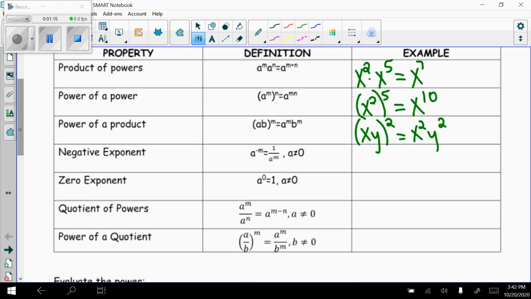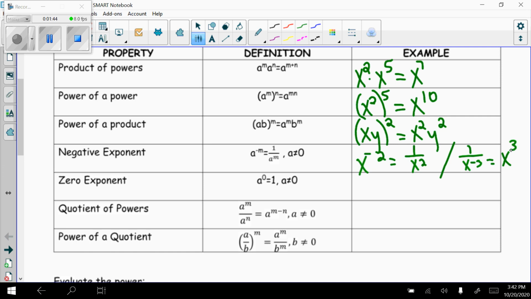Negative exponents. We are not allowed any negative exponents. So if I have a negative exponent, then I move it to the denominator to make it positive. If it starts out in the denominator, I move it to the numerator to make it positive. So if I have x to the negative 2 power, that is going to be the same thing as 1 over x squared. If I had 1 over x to the negative 3 power, I move it back up and make it x cubed.